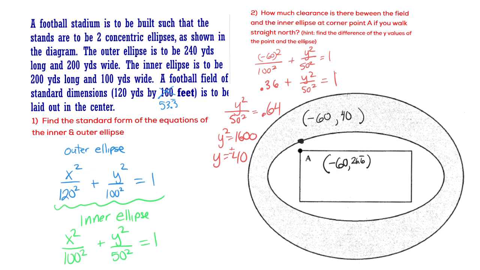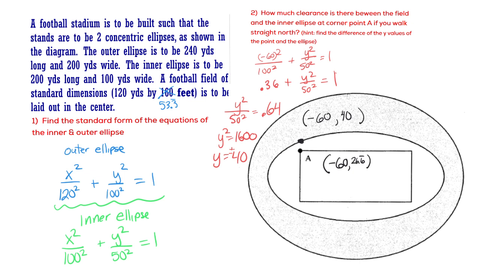Now, to find that distance, how much space there is to walk in between the edge of the field and where the stands are going to start, this space is really just that vertical distance. Notice that this ordered pair and this ordered pair both have the same x value, so I don't really need to do the distance formula. I just need to figure out, well, if I'm at 26.6 and I'm going to go up to 40, how far is that? So all I'm doing is finding the difference of those. And I'm getting 13.3 repeating.